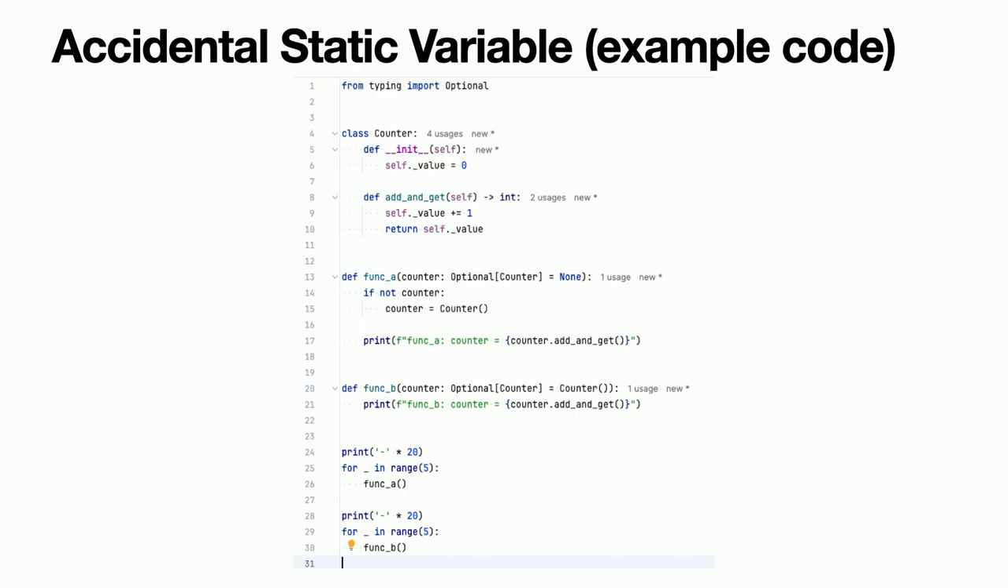The only difference between these two is that in one, the default value for the counter is set to None, and every time the function is called, it checks whether a counter was passed into the function, and if not, I instantiate a new one. Whereas the second one simplifies by saying, hey, just instantiate the counter as the default value, and then you just live with it, right? And then it runs five different times for each function. Anyone want to guess what would happen?